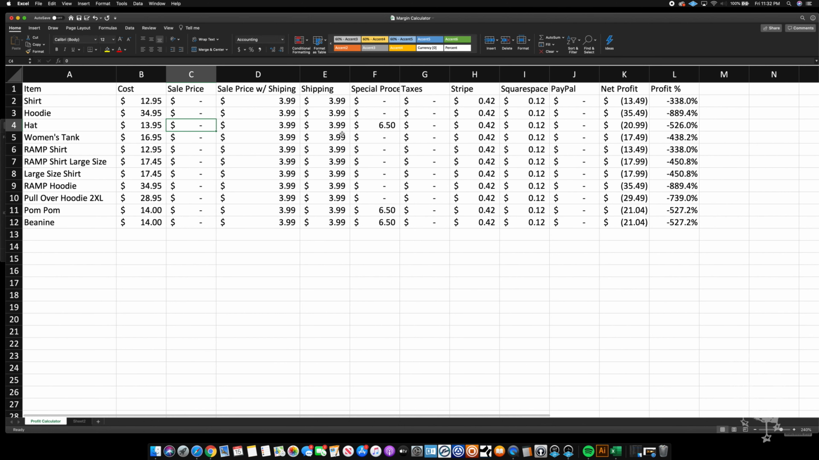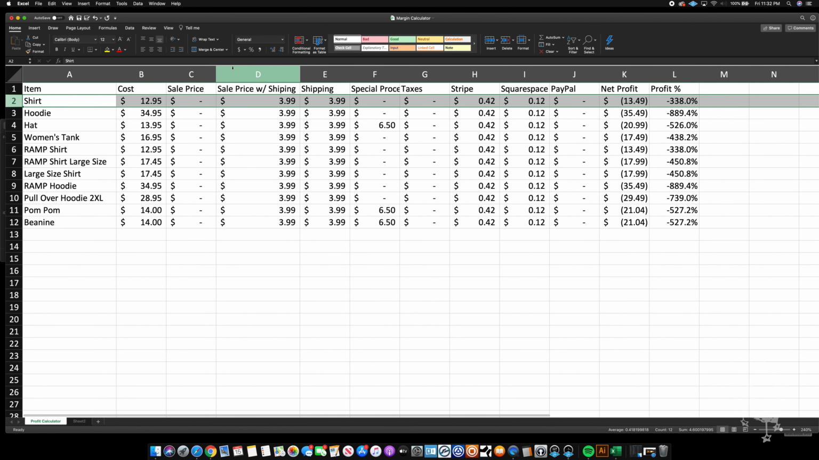All right, so here is the quick, down and dirty margin calculator that I made in Excel, and I want to explain it to you real quick. So let's just look at a shirt, because the math is basically all the same. The $12.95 is how much it costs for the actual shirt itself, right? The sale price we're going to leave blank for right now. We've got the sale price plus shipping, which is whatever the sale price is plus the shipping, and right now that's $3.99.